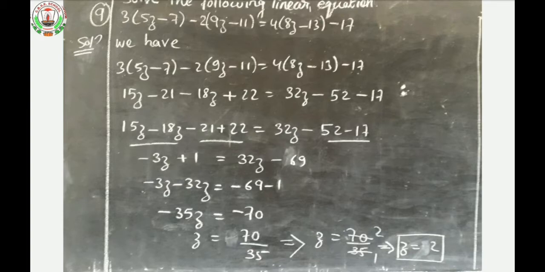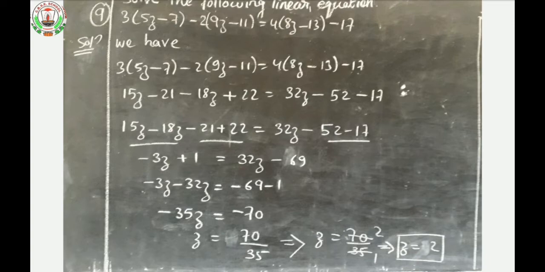Minus and minus will become plus, so 52 plus 17 will be 69. Since 52 is greater than 17, it will become minus 69. So the equation we finally got is minus 3z plus 1 is equal to 32z minus 69.